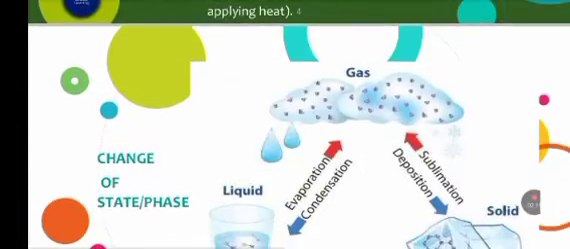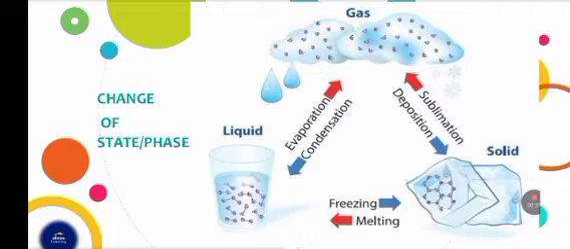Next, we look at the change in state or change in phase. From the diagram, we can see that we have three phases: liquid, gas, and solid. When liquid changes into gas, we call it evaporation. And when gas returns back to liquid, we call it condensation. Likewise, when liquid changes into solid, we call the process freezing. And when solid returns back into liquid, we call the process melting.